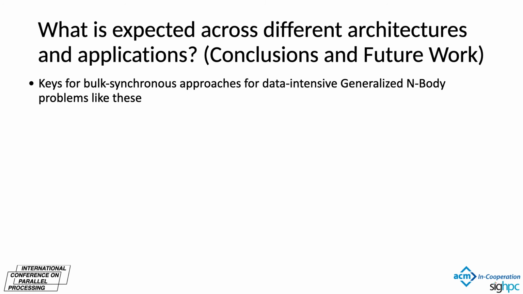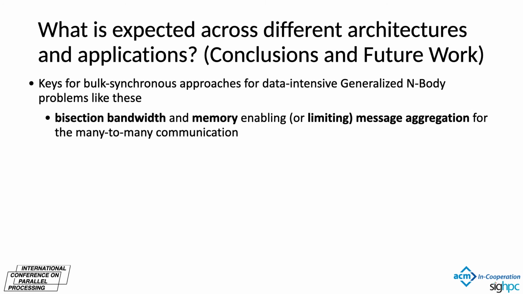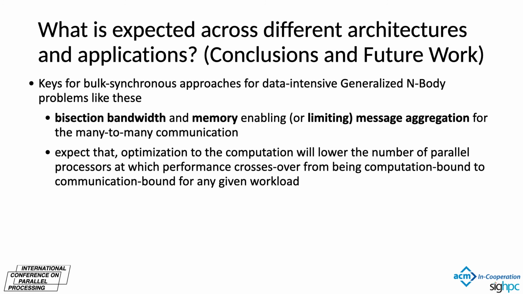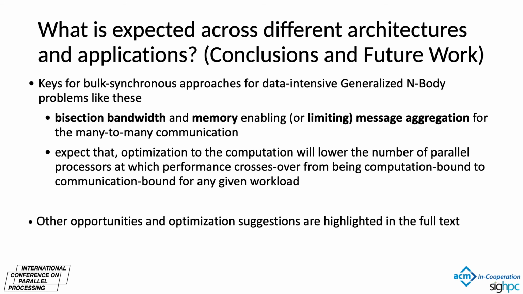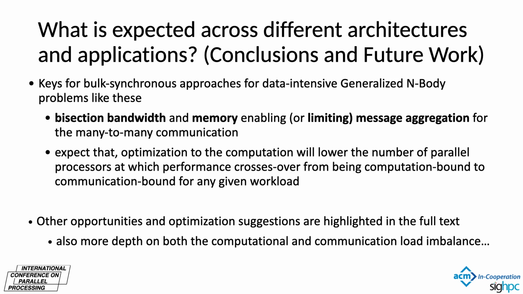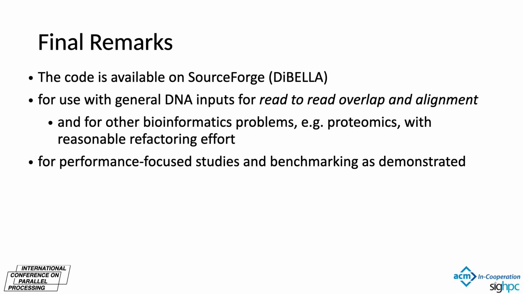The keys for bulk synchronous approaches to these problems are bisection bandwidth and memory enabling or limiting message aggregation for the many-to-many communication. We expect that optimization to the computation will lower the number of parallel processors at which performance crosses over from being computation bound to communication bound for any given workload. Other opportunities and optimization suggestions are highlighted in the full text. It also goes into much more depth on the computational and communication load imbalance, among other aspects of performance.